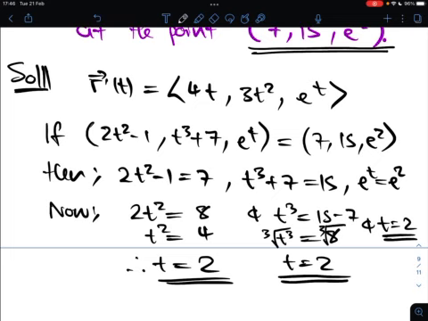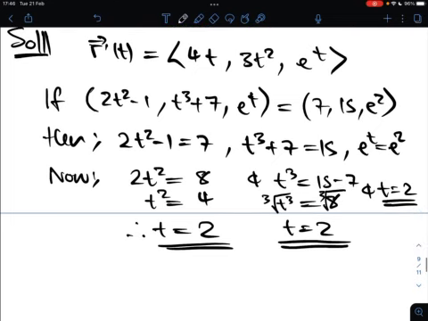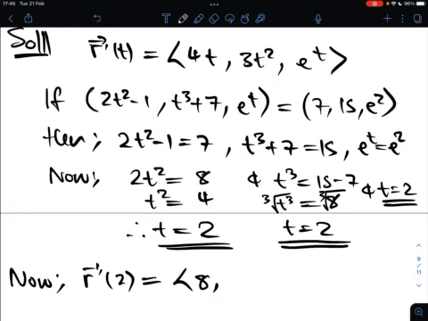So once you have established what parameter was used, the next thing is to evaluate your derivative at that parameter. So now what we calculate is r prime of 2. So r prime of 2 is (8, 12, e squared), like that.